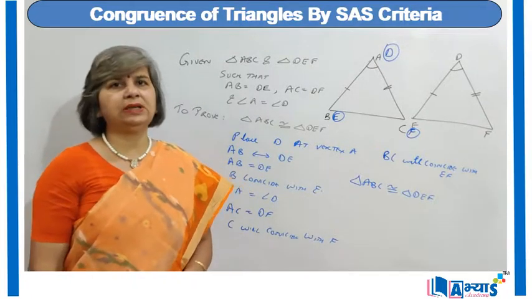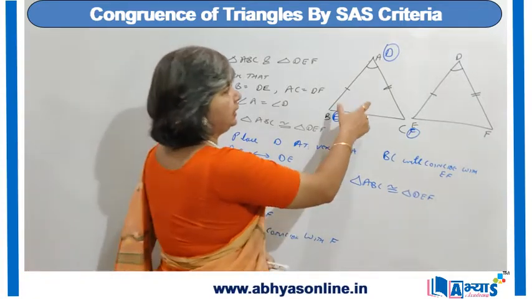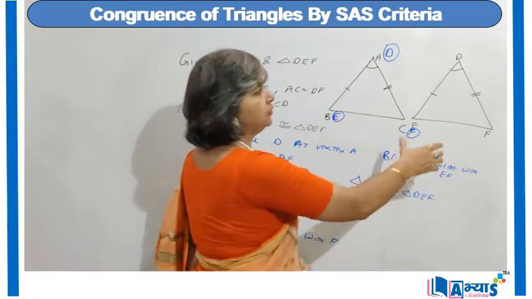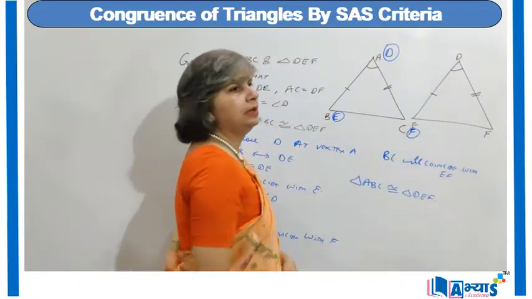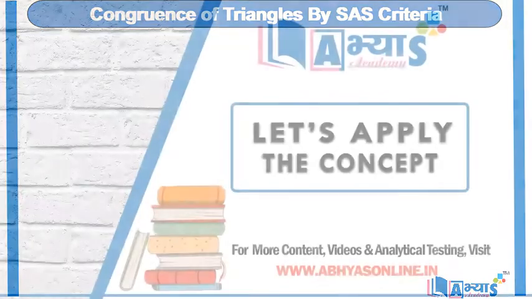Hence we can say that in SAS criteria of congruence, if two sides and the angle included between these sides is equal to the corresponding two sides of the other triangle and the angle included between them, then the two triangles are congruent.